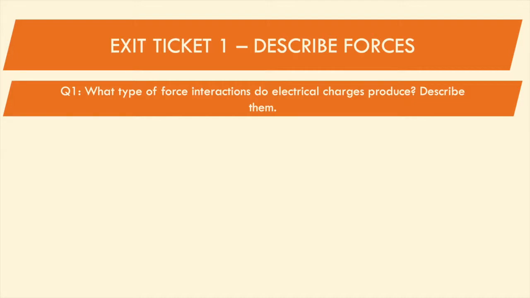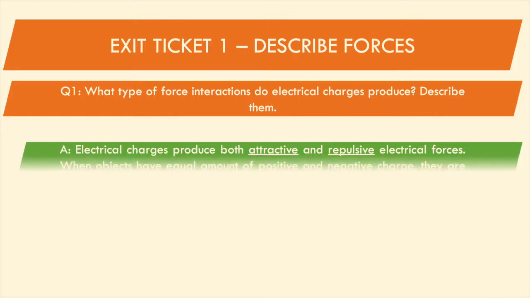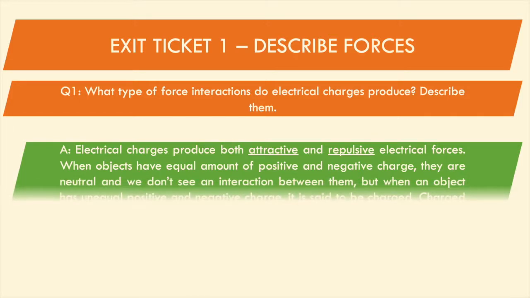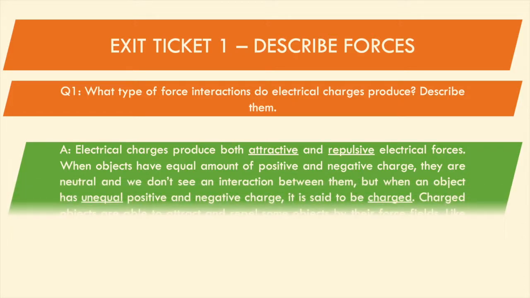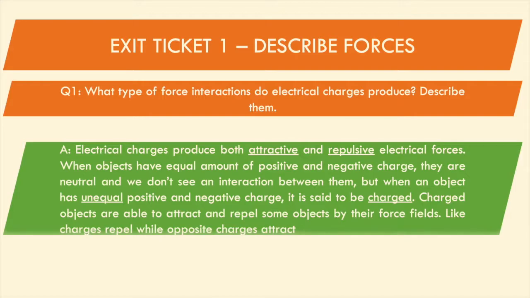And so let's just recap, going back to our question, what type of force interactions do electrical charges produce? Describe them. So in order to answer that question, we know that electrical charges produce both attractive and repulsive electrical forces. When objects have equal amount of positive and negative charge, they are neutral, and we don't see an interaction between them. But when an object has unequal positive and negative charge, it is said to be charged. Charged objects are able to attract and repel some objects by their force fields. Like charges repel, while opposite charges attract.